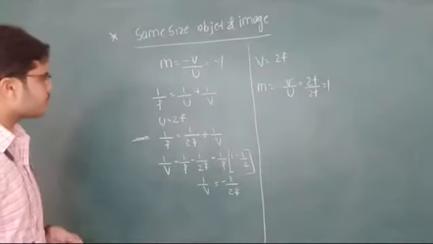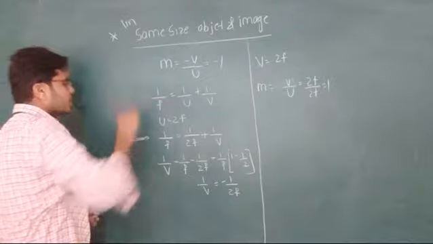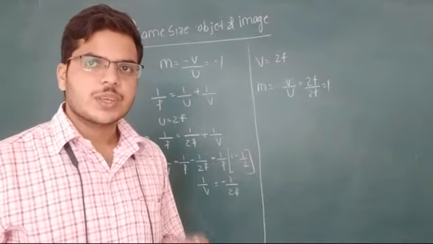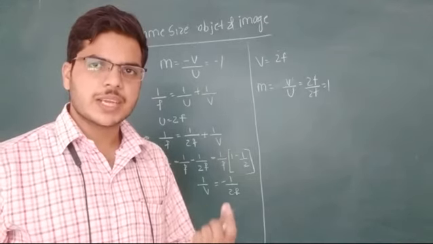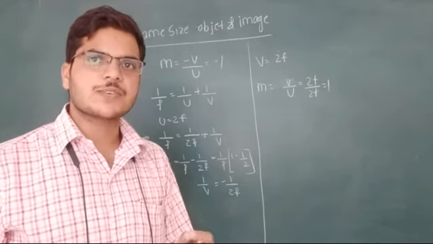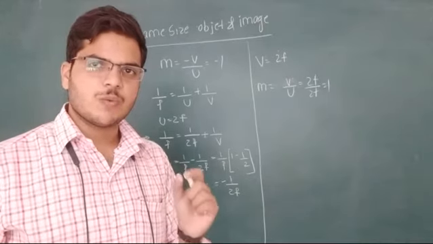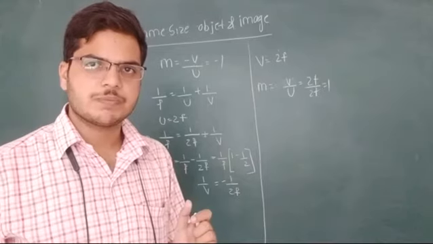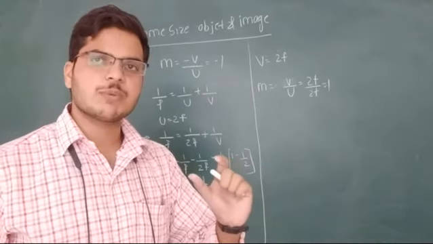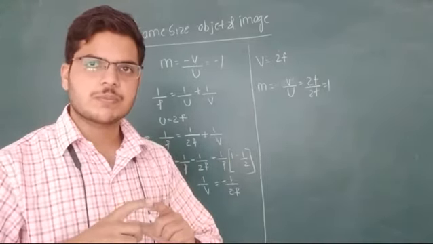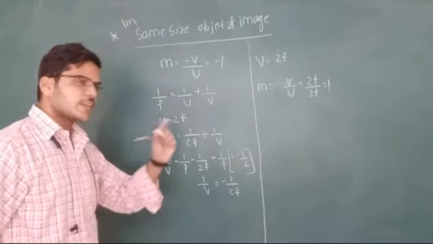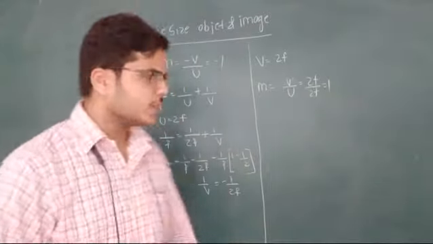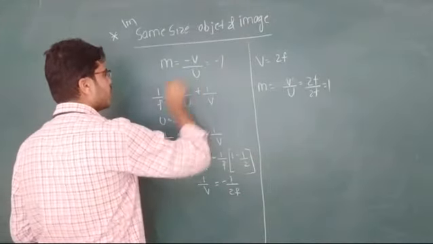Now this is one more very important question. They ask the question: if the size of the image must be equal to the size of the object, then where must the object be placed in front of the concave mirror? Is it clear? Now, to get the size of the image equal to the size of the object, the magnification must be equal to 1. That is, m is equal to 1.